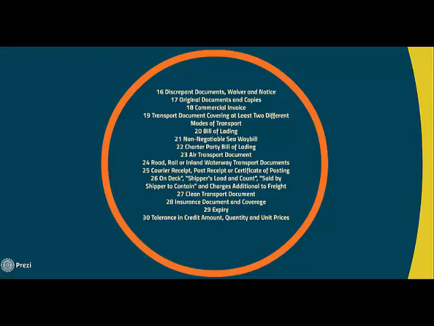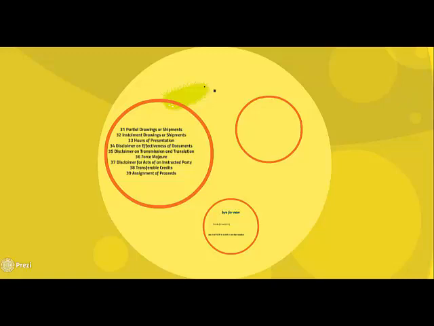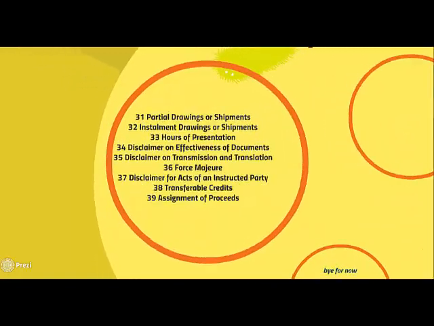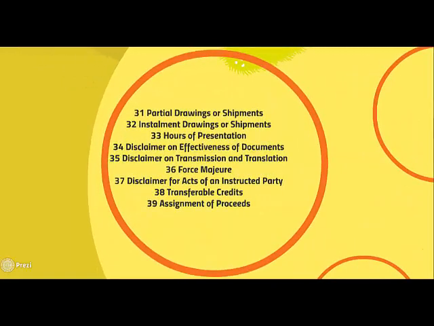What it means to say on deck or shipper's load and count. It also talks about what should be a clean transport document, what is an insurance document, what it should cover, and for what amount it should be drawn. It talks about expiry and it talks about tolerance in the credit amount, quantity or other things. Thereafter, UCP turns its attention to the partial drawings or shipments, installment drawings, hours of presentation of the documents for compliance, disclaimers on the documents, disclaimers on transmission.